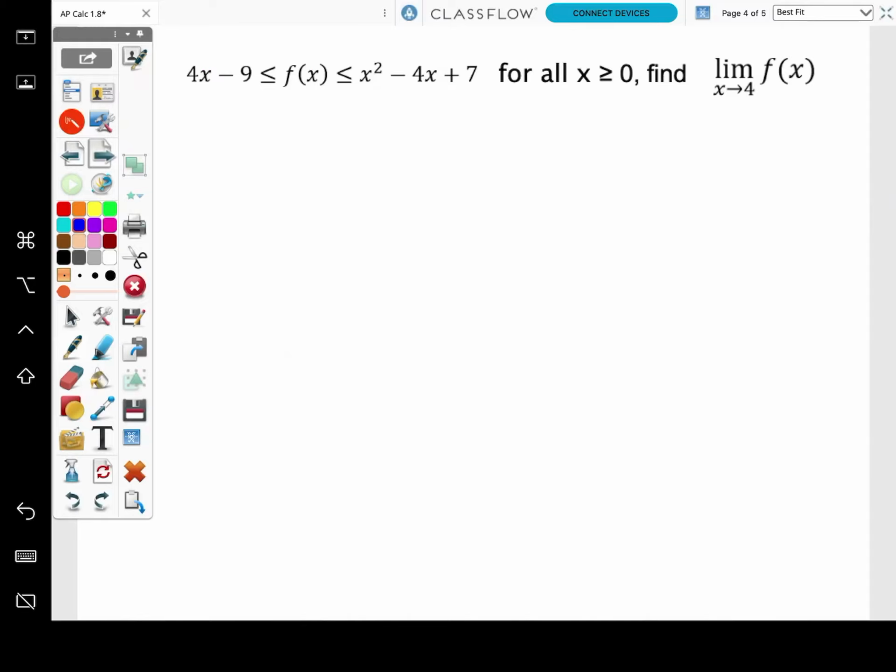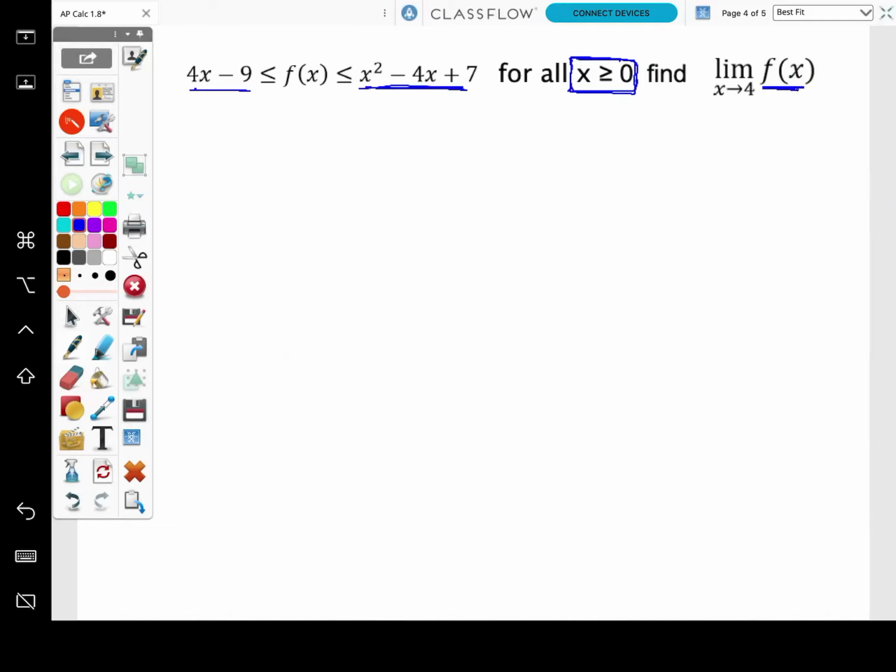This one's a little bit different. We're not trying to find two functions that squeeze or hug or sandwich our function. We are given two functions and told that an unknown function f is between them. And this is for all positive x's, so all x greater than or equal to 0. We want to find the limit as x approaches 4 of that mysterious function that we don't know about.